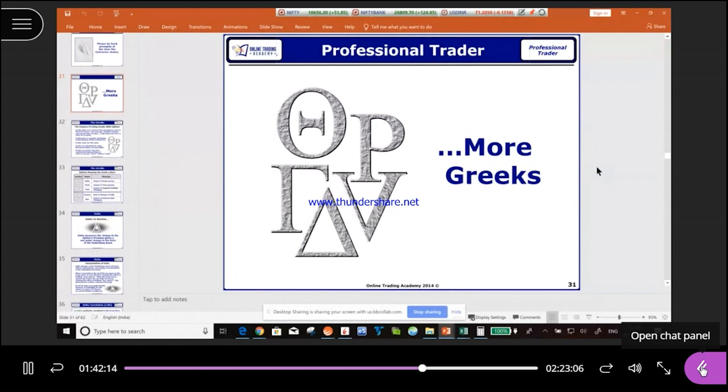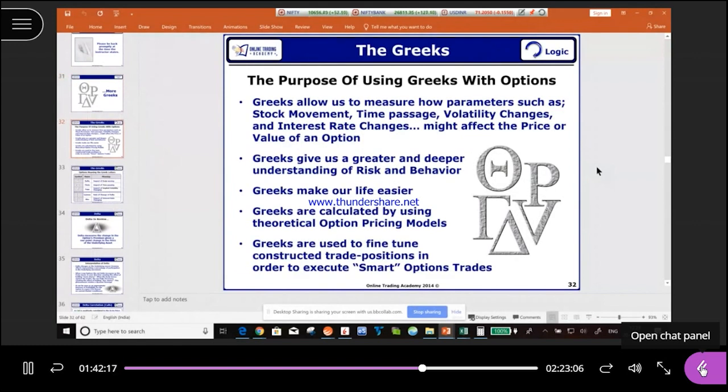More Greeks. All right. Let's go ahead. The purpose of using Greeks with options is that they allow us to measure how parameters such as stock movement, time passage, volatility changes, and interest rate changes might affect the price or value of an option. Greeks give us a better and greater understanding of risk and behavior. They make our life easier and are calculated using theoretical options pricing models, and they are used to fine tune constructed trade positions in order to execute smart options trades.